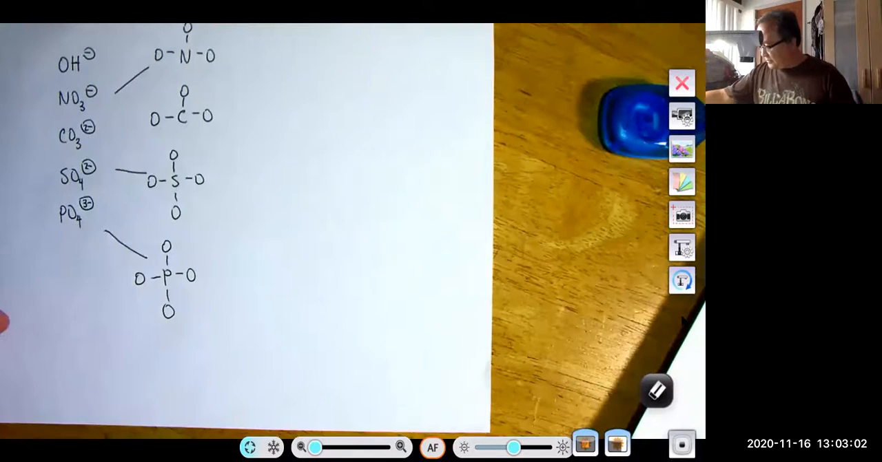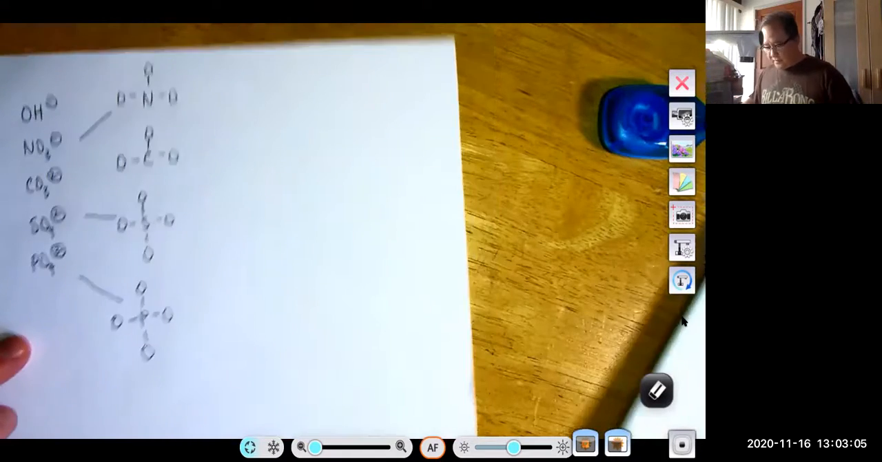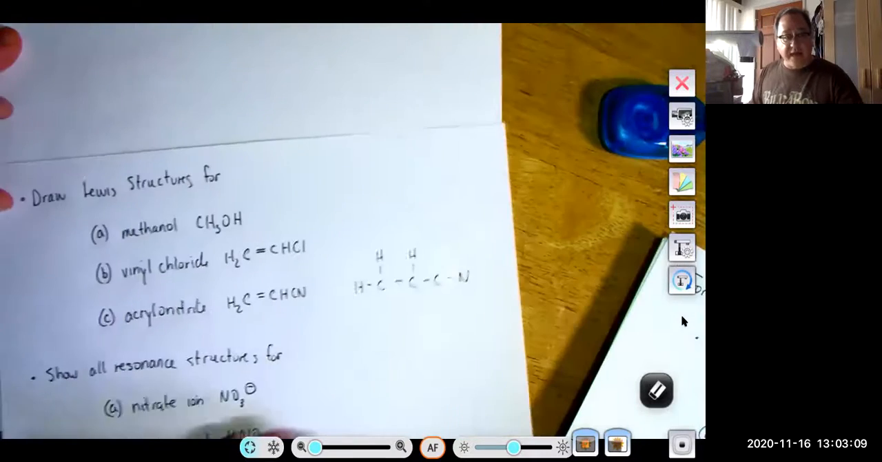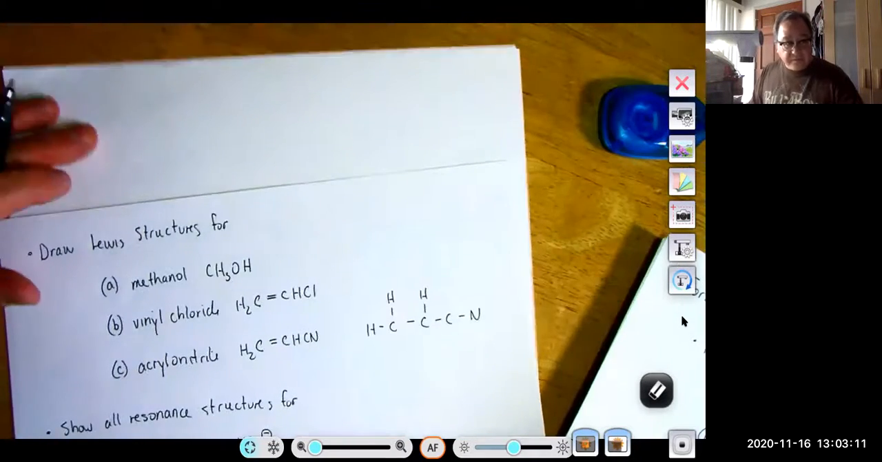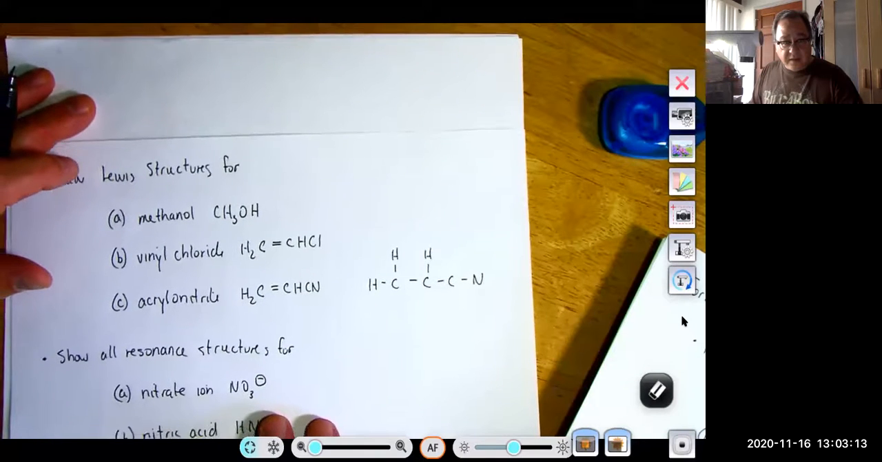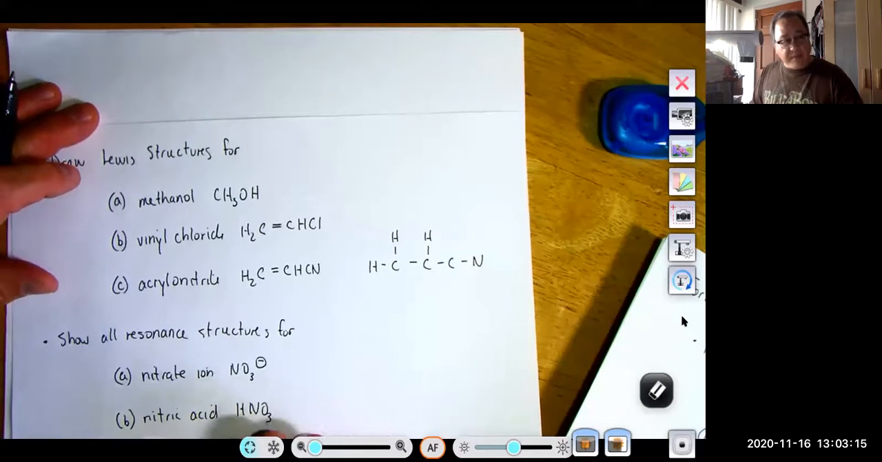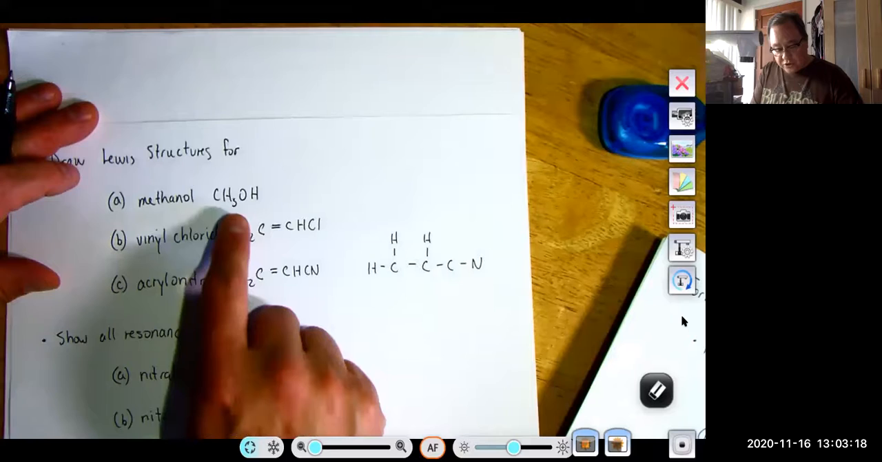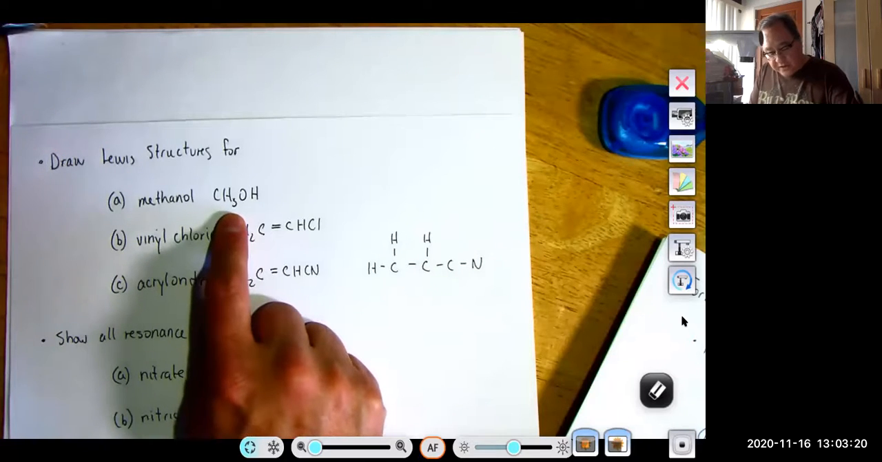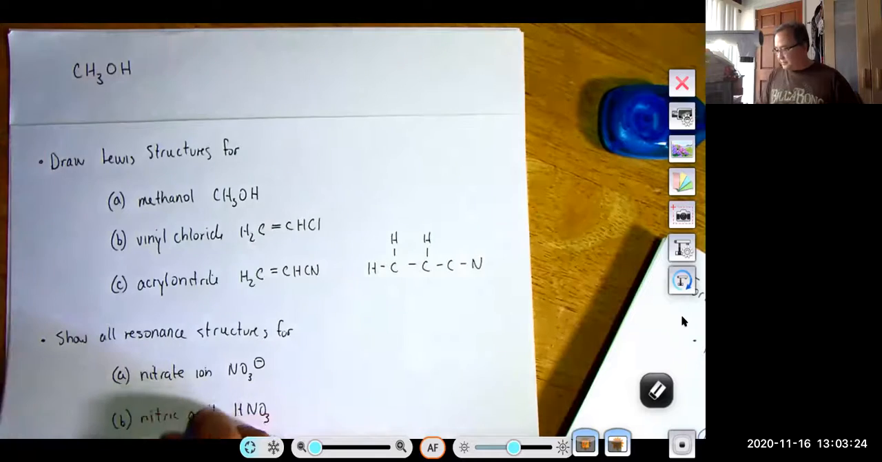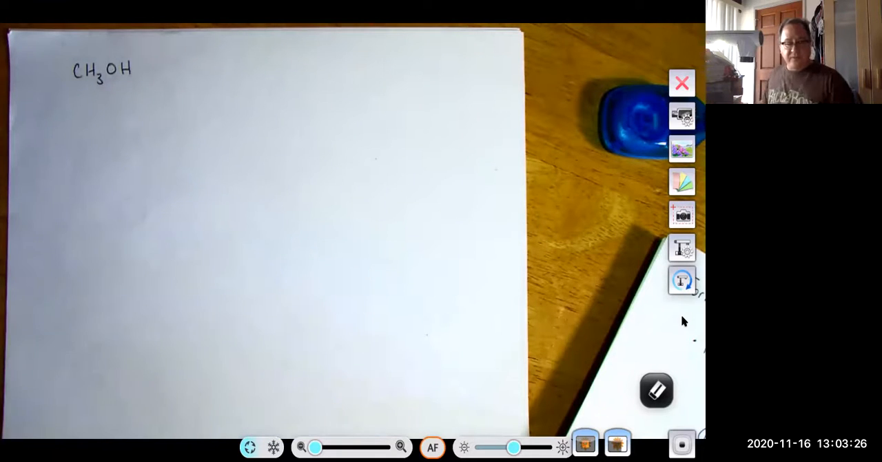Let's do some more. We're going to speed up our rate at which we go through these now. And when I say speed up the rate, maybe we're going to slow down. So I want you to draw a Lewis structure for methanol. See if you can draw the Lewis structure for methanol. When you're done, give me a thumbs up.